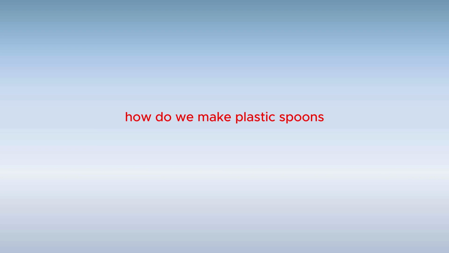How do we make plastic spoons? We make plastic pieces hot. We put the hot plastic in a mold. The mold has spoon shapes. The plastic gets cold and hard in the mold. Then, we have lots of spoons.